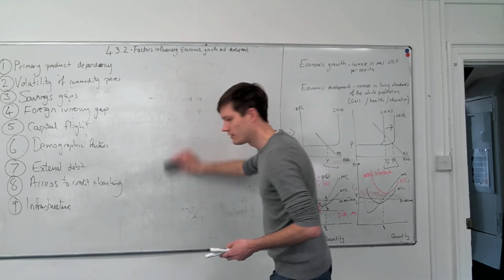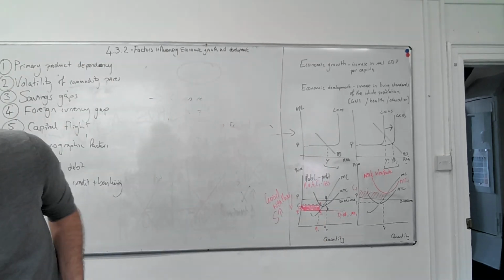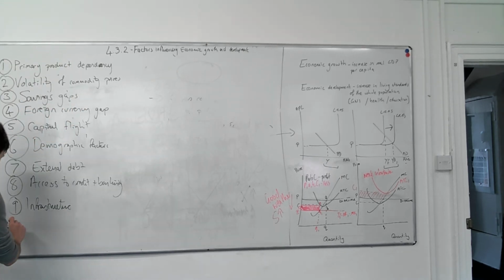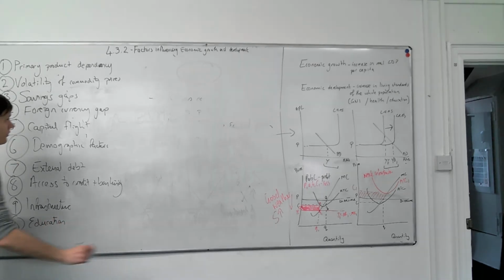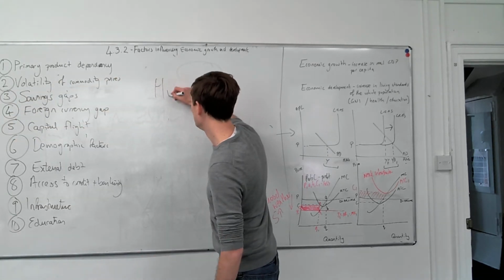Brilliant. Right, almost there. What do we do next? Got education and property rights. Education is really obvious. We've done that lots before. That's just simply the quality of your human capital. A new word for you there.